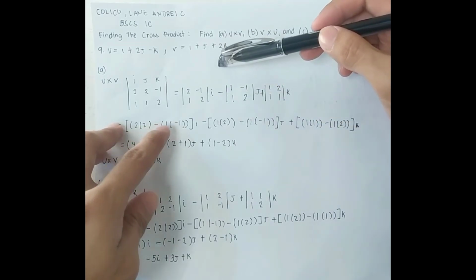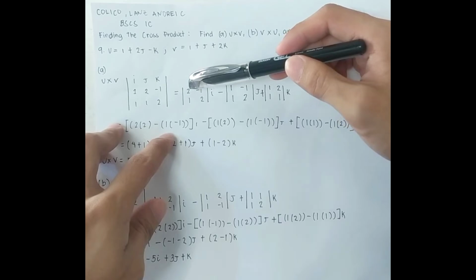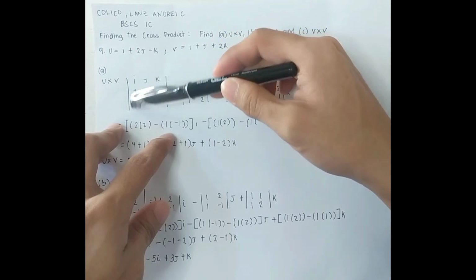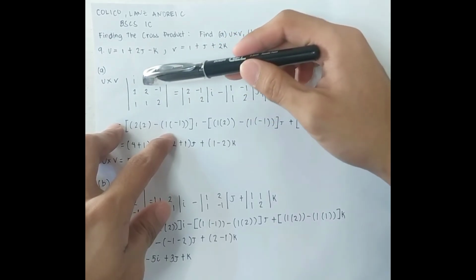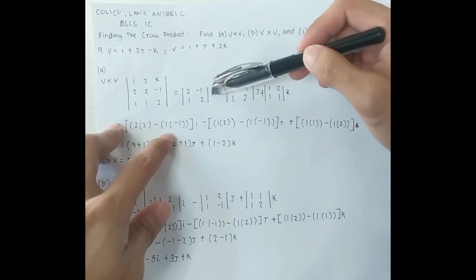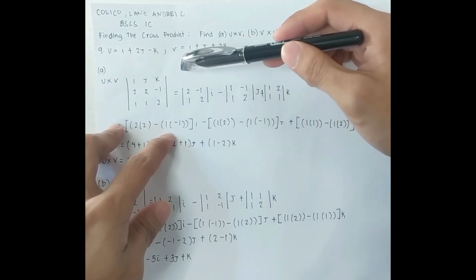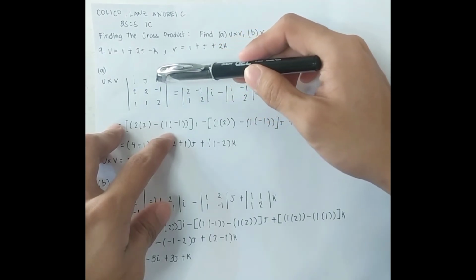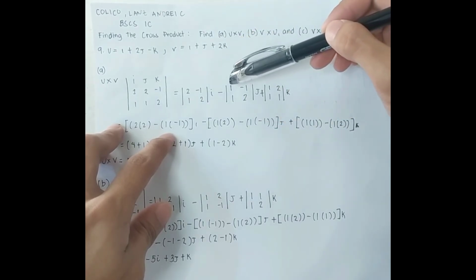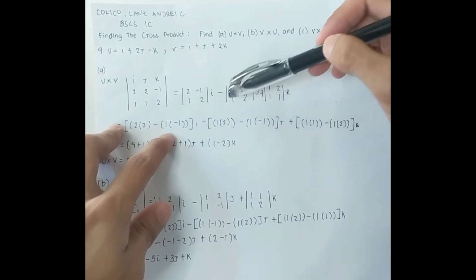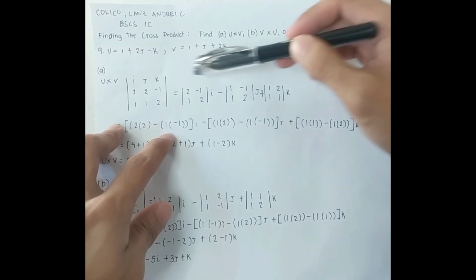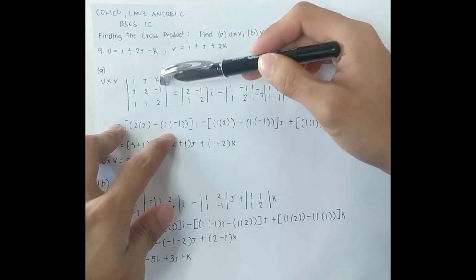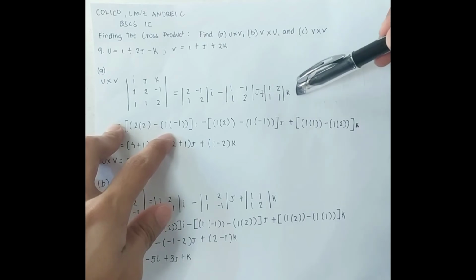Then, to get the component of each scalar, first we need to remove row 1 and column 1 to get the I, so 2, -1, 1, 2, I. Then minus, to get the component of J, we need to remove row 1, column 2, then that will be 1, -1, 1, 2, J. Plus, to get the component of K, we need to remove row 1 and column 3. So 1, 2, 1, 1, K.